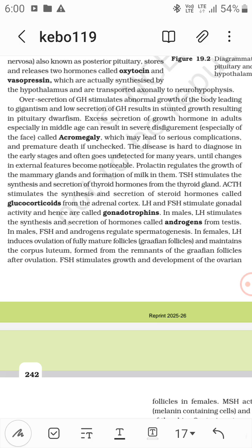In males, LH stimulates synthesis and secretion of hormones, that is androgens, and in males FSH and androgens regulate spermatogenesis. And LH in females induces ovulation of fully mature follicles, that is Graafian follicles, and maintains the corpus luteum. The corpus luteum is the remaining part, the remnant of the Graafian follicle.